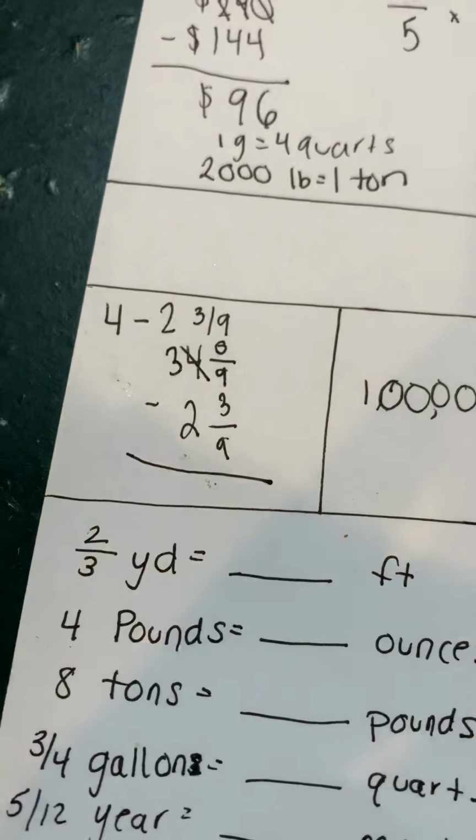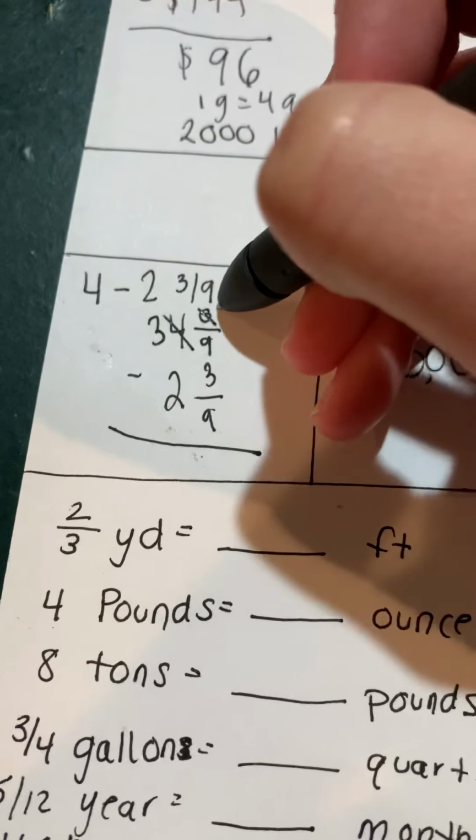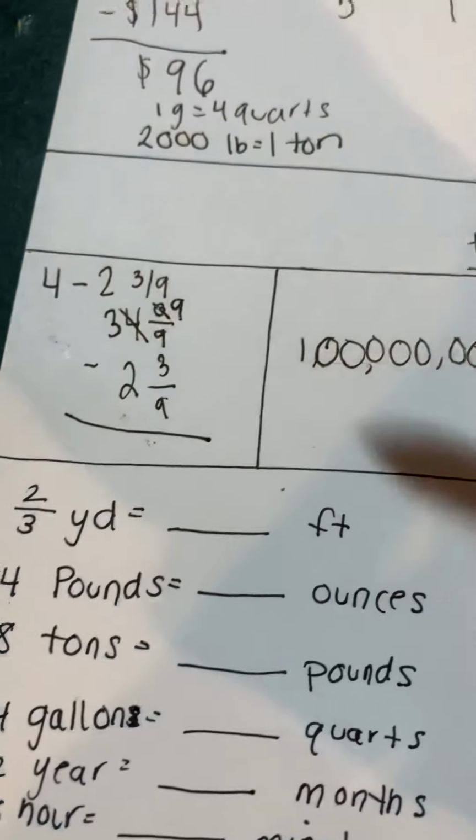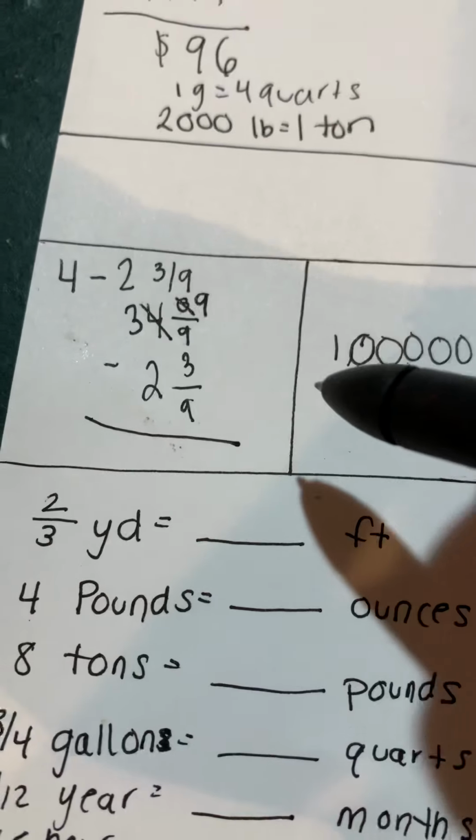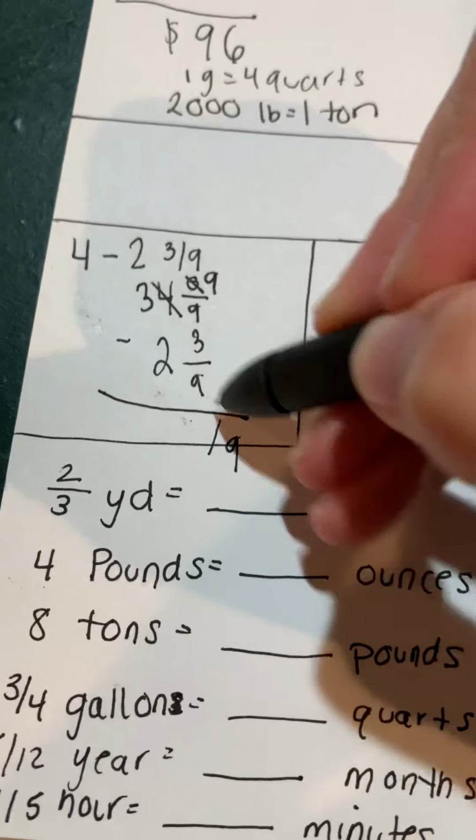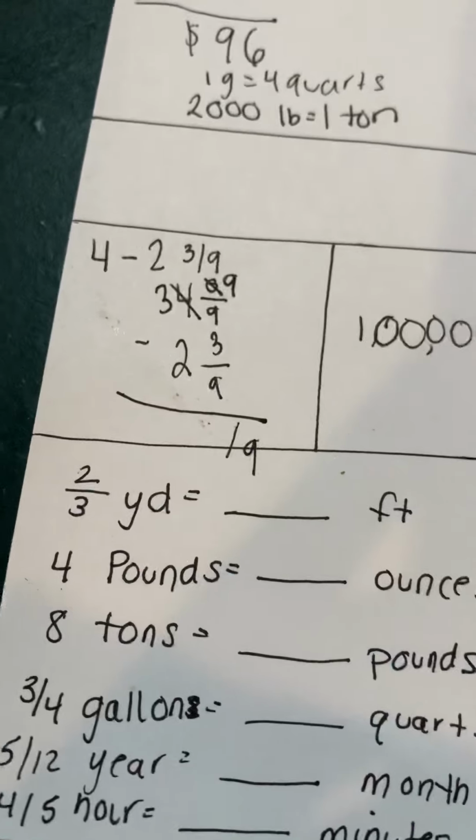We can't do 0 minus 3, so we have to go and borrow from the 4. And that becomes a 3. And then we cross out the 0, and that becomes a 9. So go ahead and do 9 minus 3. Put that answer over your denominator of 9, and then 3 minus 2.